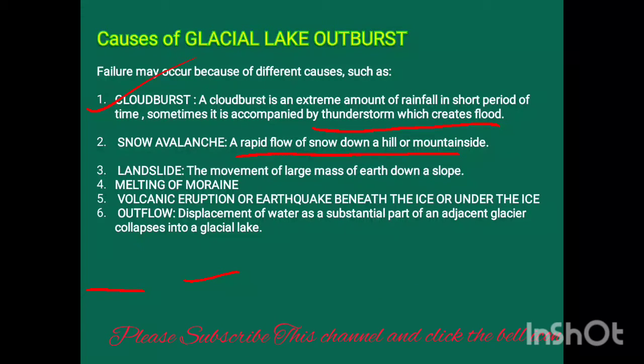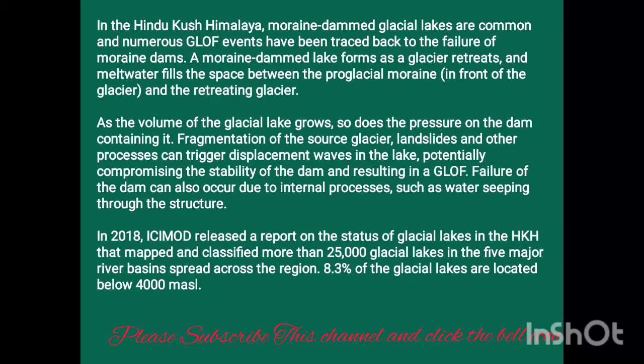When the accumulation of meltwater goes over the limit, then it flows out, and displacement of water occurs as a substantial part of the glacier collapses into the glacial lake. And this is the cause of the glacial lake outburst. In our Hindu Kush Himalaya, moraine dams are common, and numerous glacial lake outburst flood events have been traced back to failures of moraine dams. Moraine dam lakes form as a glacier retreats, and the meltwater fills the space between the proglacial moraine, which is in front of the glaciers, and the retreating glaciers.